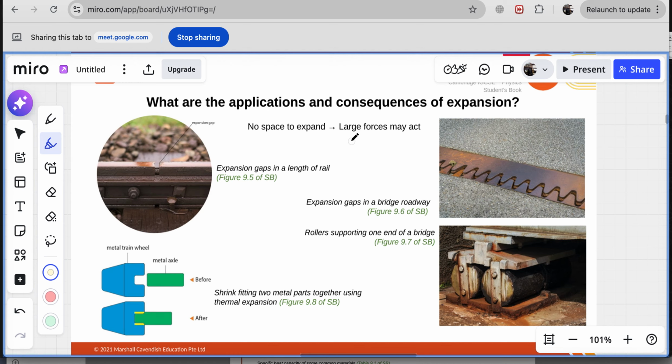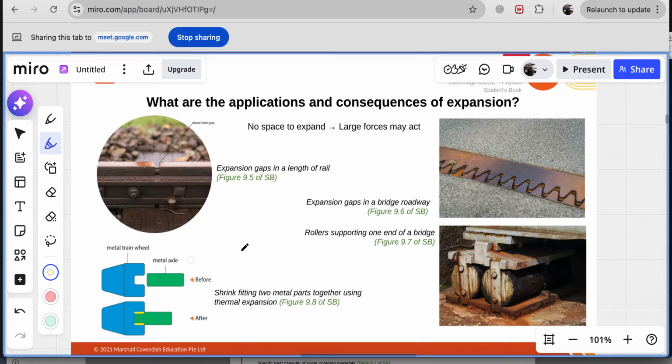If there is no space to expand, large forces may act. If you don't create space, take a look at this railway line. This is called an expansion gap. They will be able to expand and still be okay. But if you don't create this expansion gap, when these metals are heated, there will be a greater force constricting them. So we always leave an expansion gap in the length of a railway so that when they expand, they have space to act and keep their linearity, and when they contract, they can still go back to the original form.